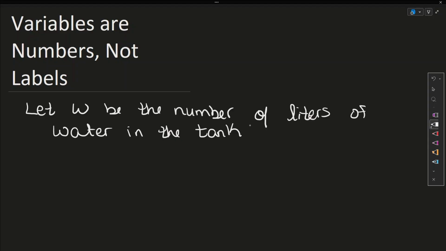This matters because variables are used in calculations. If we write something like W minus 3, that expression only makes sense if W is a number. It could mean the number of liters of water after 3 liters are removed. But if W just means water, then W minus 3 does not make mathematical sense.